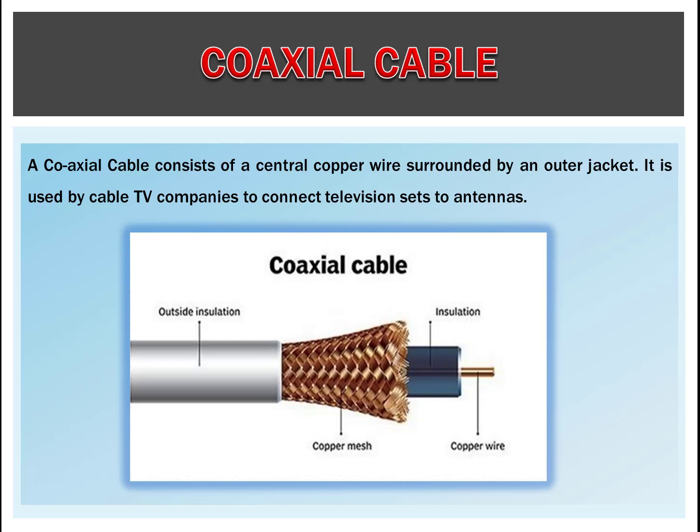Second is coaxial cable. A coaxial cable consists of a central copper wire surrounded by an outer jacket. It is used by cable TV companies to connect television sets to antennas.